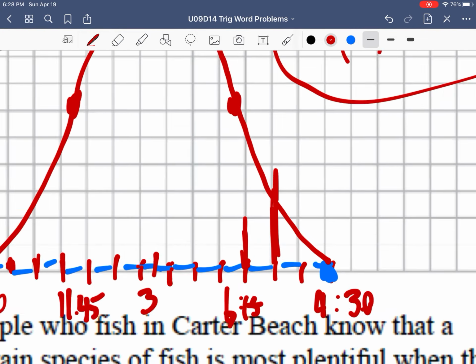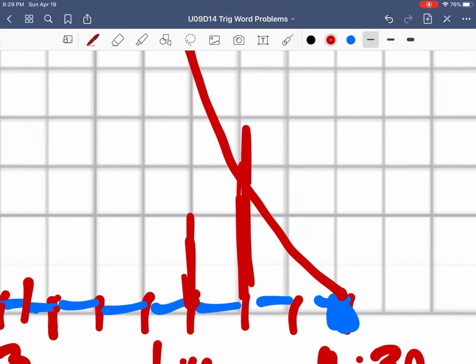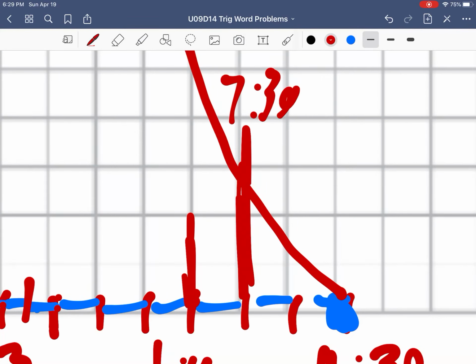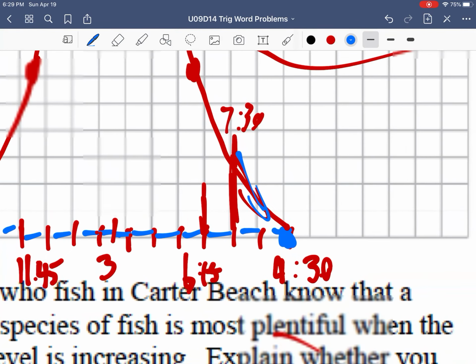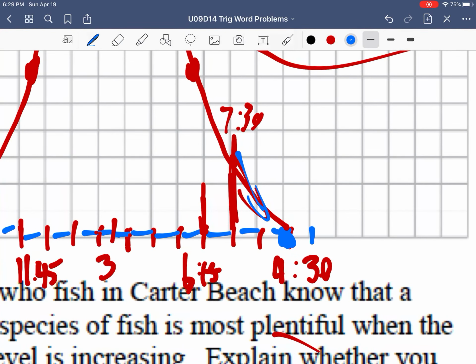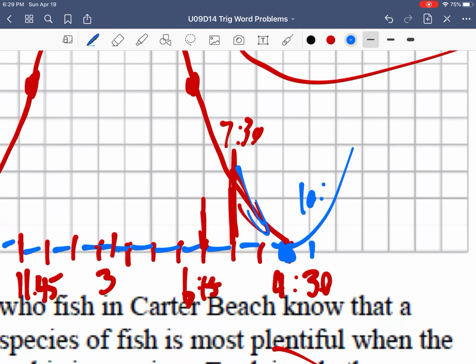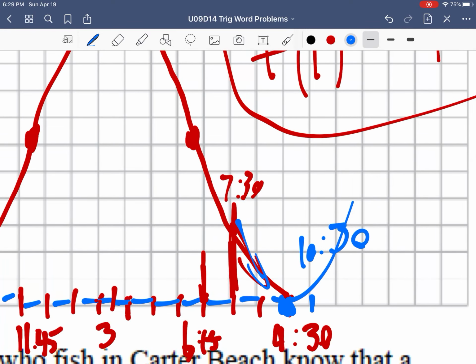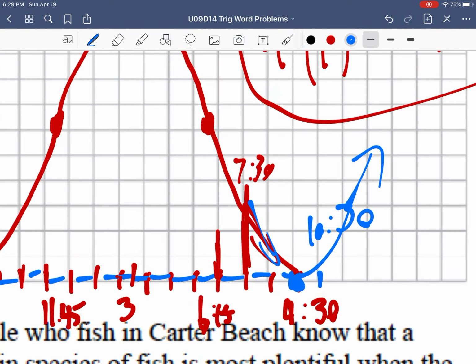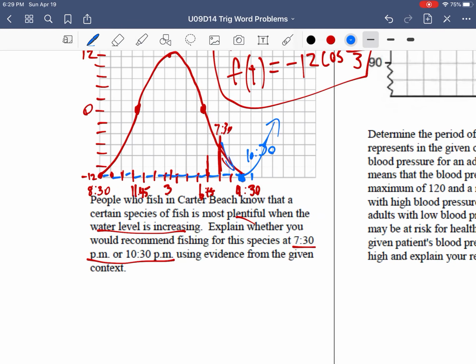Explain whether I would recommend fishing for this species at 7:30 p.m. or at 10:30 p.m. Well, at 7:30 p.m., so this is 7:30, the tide is decreasing. So the tide is going down at 7:30. And at 10:30, which would occur right here, we would actually be increasing again to start the cycle over again. So it makes sense to recommend that someone attempt to fish for this fish after 10:30. If you started too early, you would be in a decreasing tide. So in the context of this problem, it would make more sense to fish at 10:30.